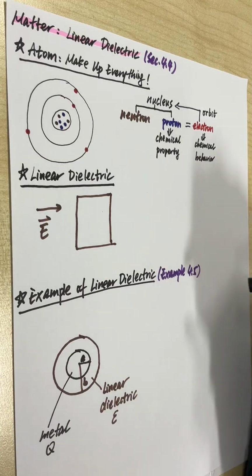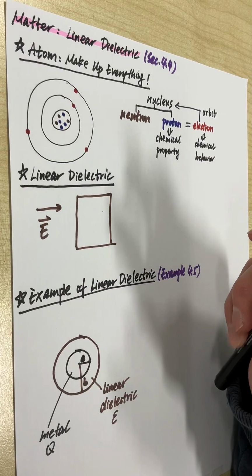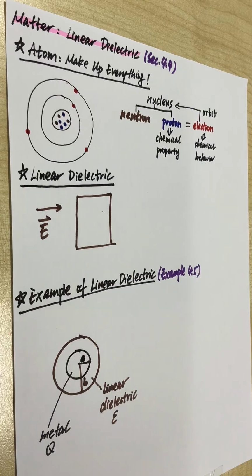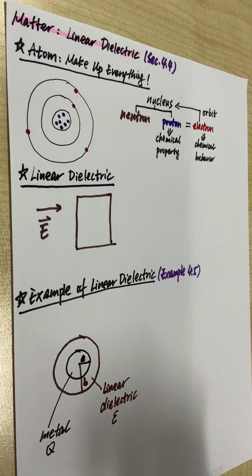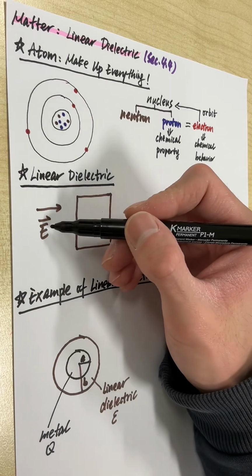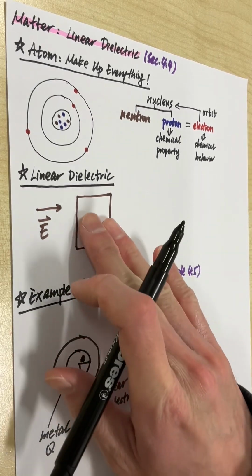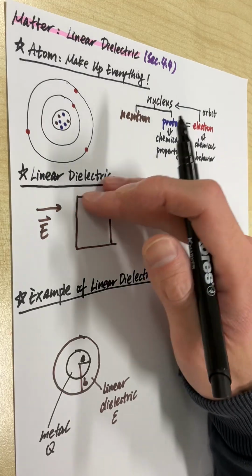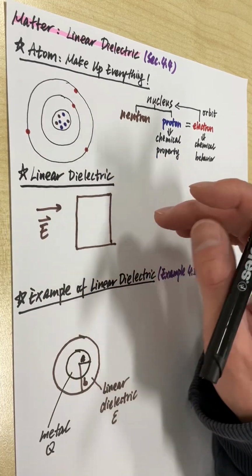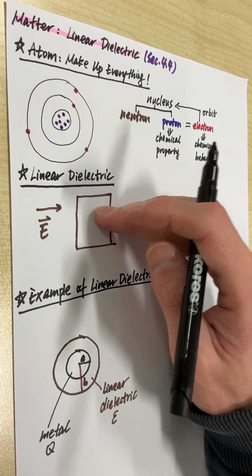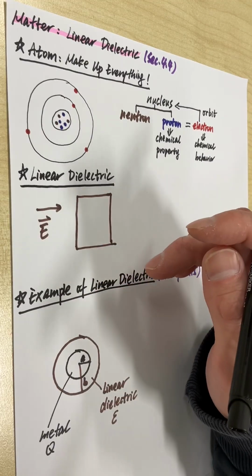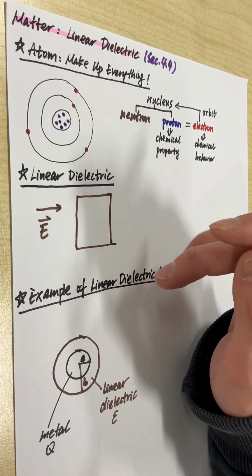Okay, anyway, so now we are going to look at linear dielectric. I hope that would help us to understand linear dielectric better. So basically we have an external electric field. If this is a conductor, we will have free charge moving to the surface, and then the induced field will cancel the electric field. So there is no electric field inside.